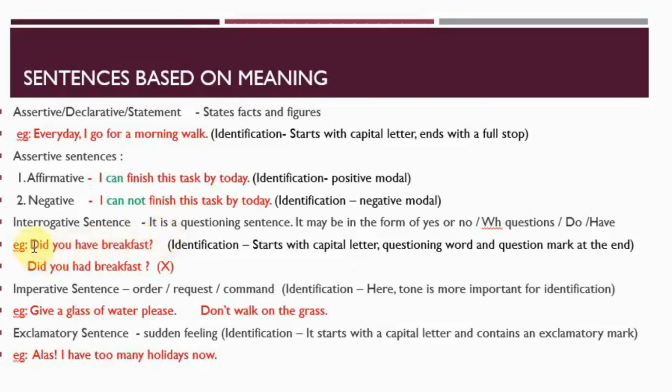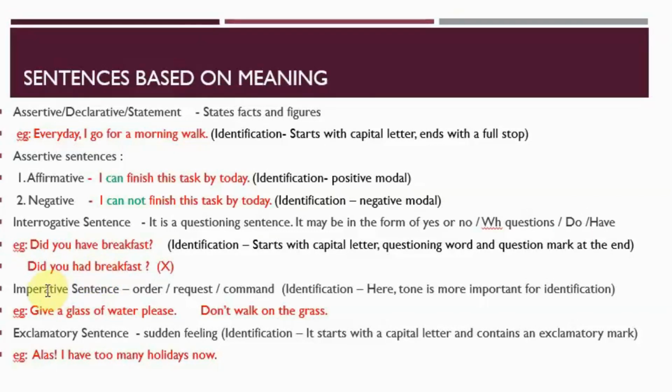It also starts with a questioning word. Okay. But here in the second sentence, if you notice, did you had breakfast is a wrong format. The structure is wrong. Why it is wrong? With did, we are not supposed to use had. It becomes double past tense and it is not allowed. So with do, did, does, we refrain from using past tense. We should not use had.